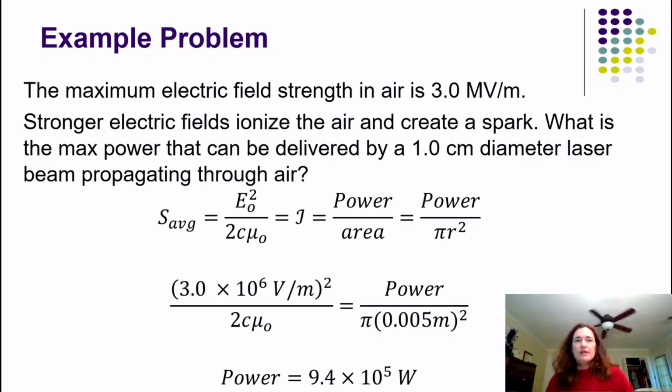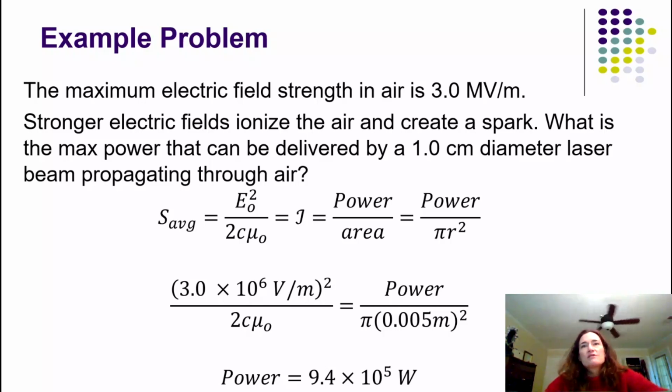Obviously, you don't want your laser to make lightning. That would be bad. Okay, so here we go. We're going to use the average value of our Poynting vector. S average is equal to E naught squared over 2 c mu naught, and then that's going to equal our intensity. Remember, our intensity is a power per unit area. Now, in this case, we have a laser beam going this way. If you look down the pike of the laser beam, it's circular, right? The cross-sectional area is a circle.